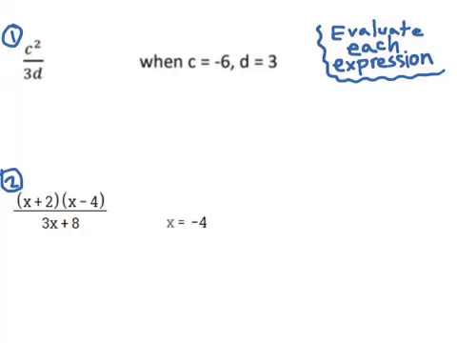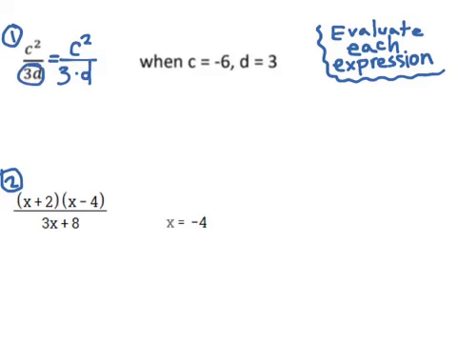In this video we're going to evaluate expressions, and these two problems are a little bit of a step up from the last two that we did in the previous video, but I think we can handle them. So in this first problem we have c squared divided by 3d. Now one thing that's unwritten in this is that this is c squared divided by 3 times d.